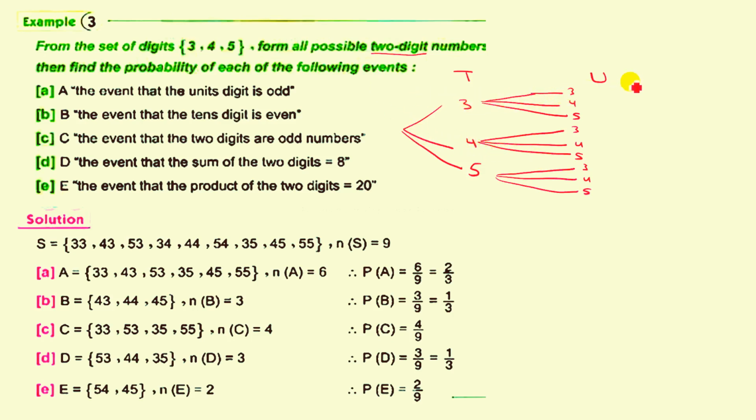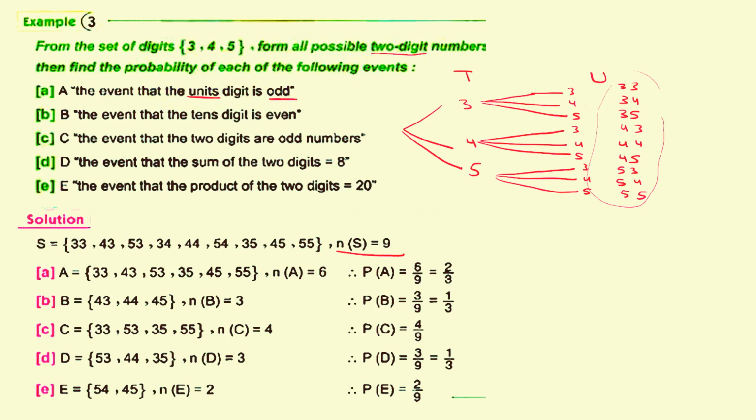3 3 we say 33, 3 4 34, 3 5 35, 4 3 43, 44, 45, 5 3 53, 54, 55. This is all the sample space we have. So the sample space is this. How many elements are there? 9 elements. Letter A: the event that the units digit is odd.